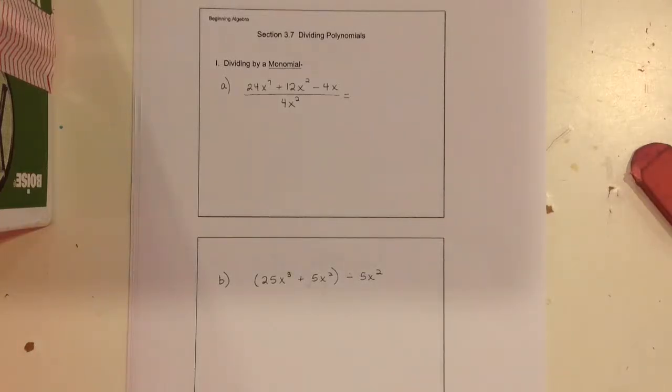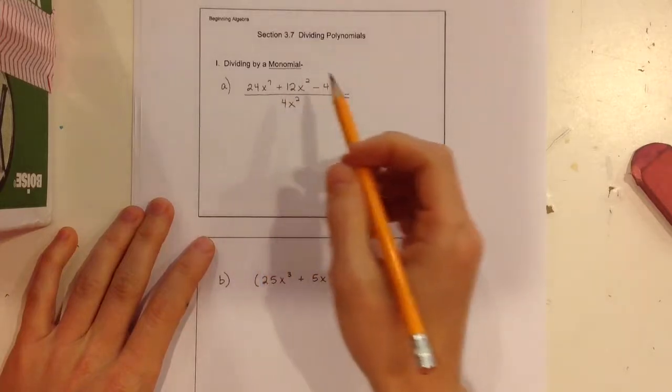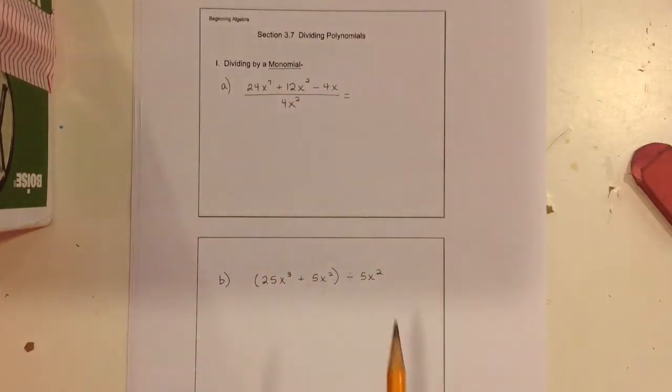Okay, now we're going to talk about our section on polynomial division. The first type of dividing we're going to do is dividing by a monomial. When you're dividing by a monomial, we're actually using the quotient rule in small increments. Just like when we multiply polynomials, we use the product rule, when we're dividing monomials, it's the quotient rule.